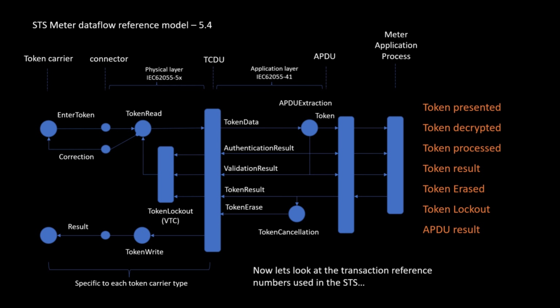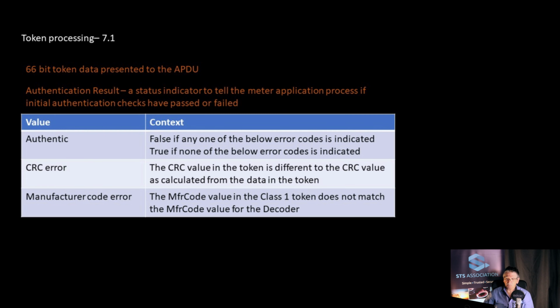Now let's look at the transaction reference numbers used in the STS. So you have a 66-bit token data presented to the APDU. The authentication result is a status indicator to tell the meter application process if initial authentication checks have passed or failed. And if you have a look at what's contained in the authentication result, the value can either be authentic.